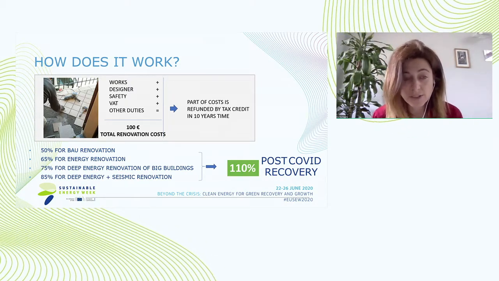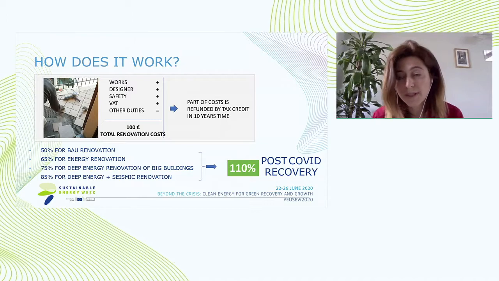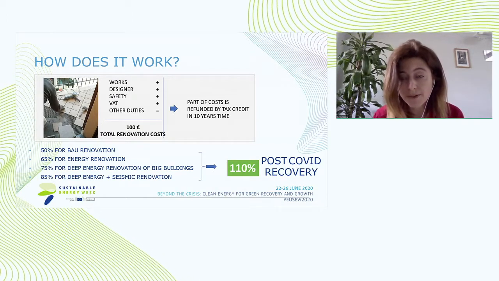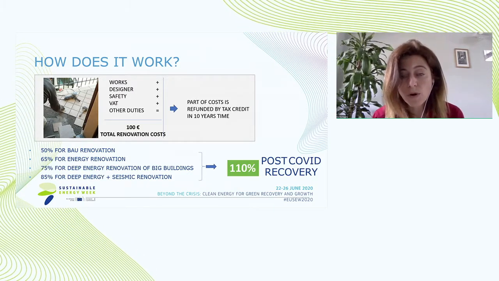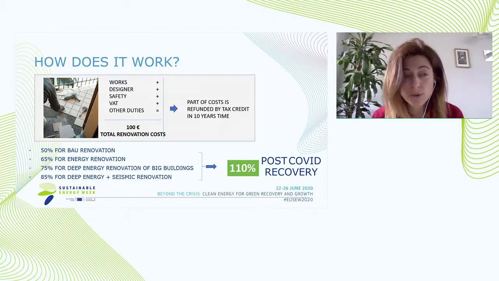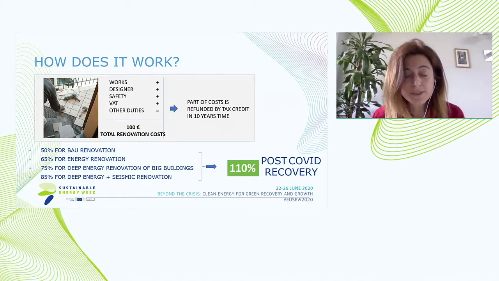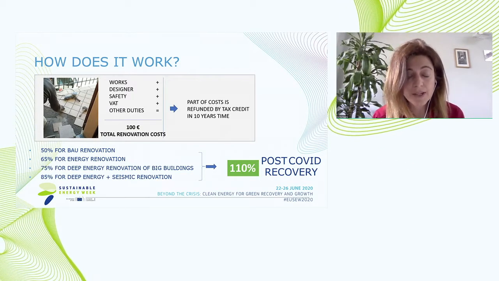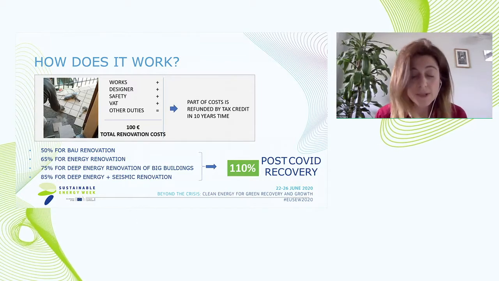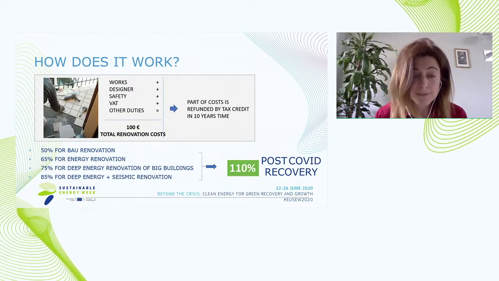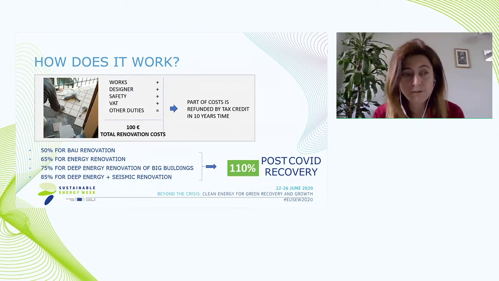The refund through this tax credit is from 50% for a normal business as usual renovation up to 85% for seismic renovation. Now the Italian Parliament is working on the post-COVID recovery plan and is working on a big incentive up to 110% of total cost for very ambitious deep renovation. It's important to underline that we have different studies that support that there is a good balance between revenues and expenditure for the government, for the state. And this is why the scheme is confirmed and improved.